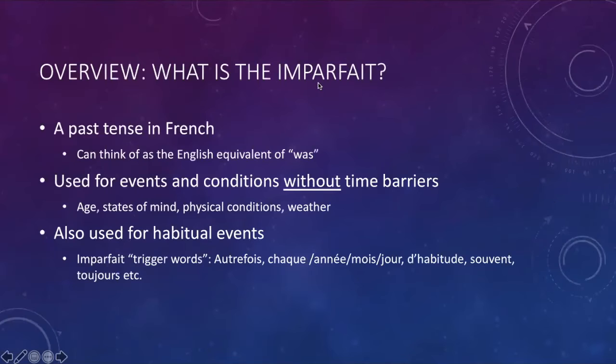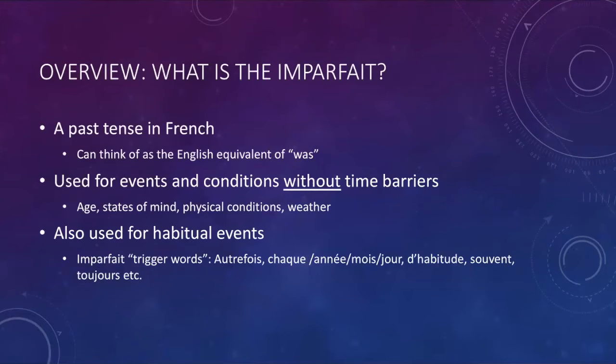So, what is the imparfait? Basically, the imparfait is a past tense in French. And we can think of it sort of as the English equivalent of "was." I was eating. I was walking. And it is used for events and conditions without time barriers.